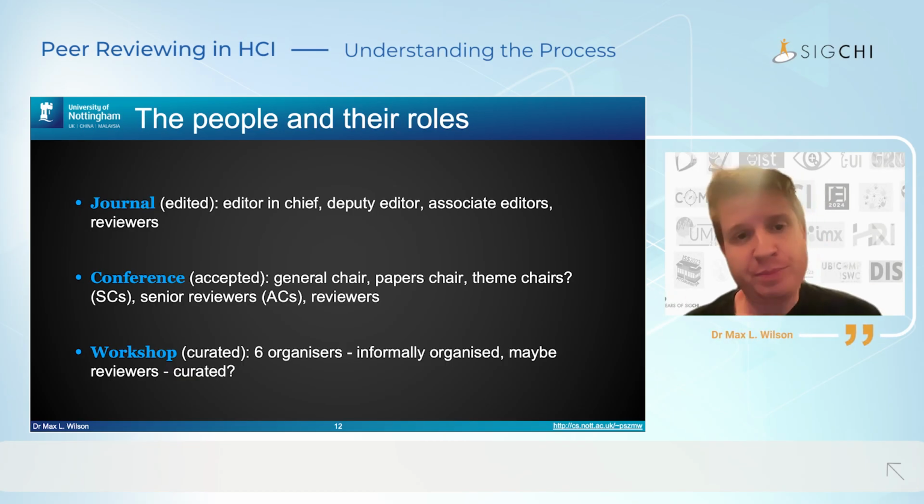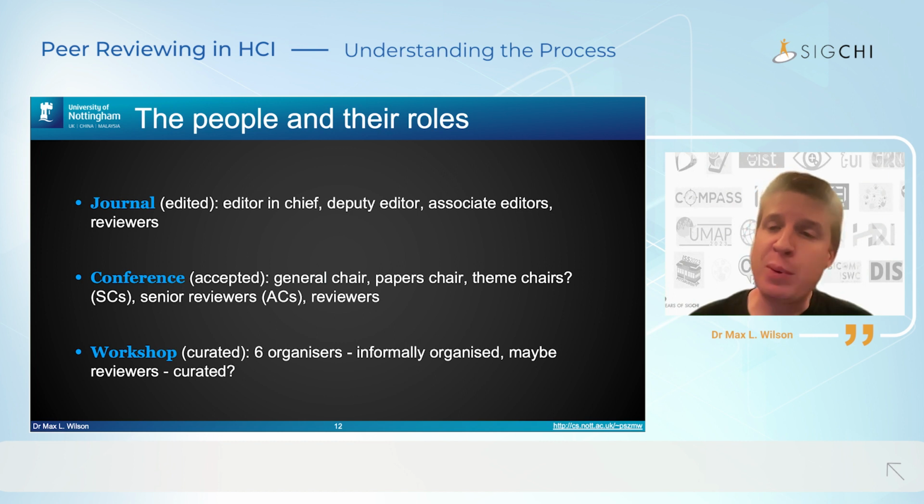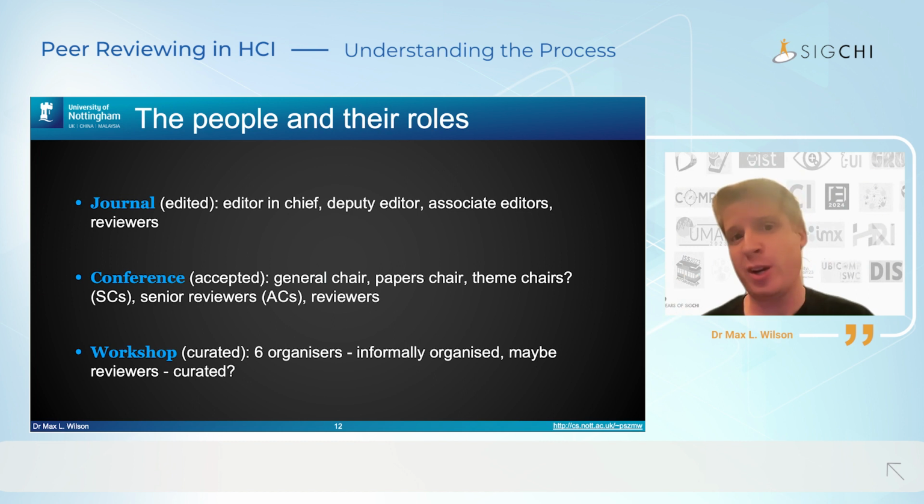So then what you need to do is think about the people involved and who you're providing a review to, and what decisions they're trying to make. So these next few slides are aimed a little bit more at understanding those things.